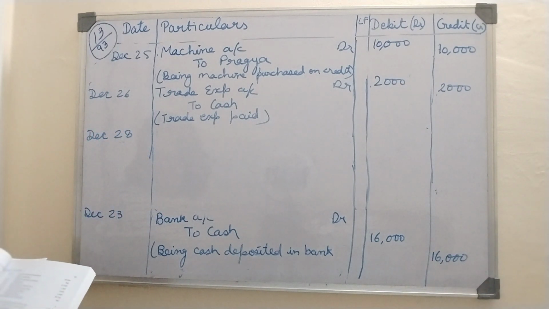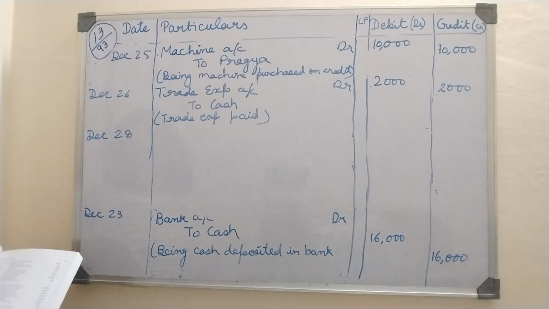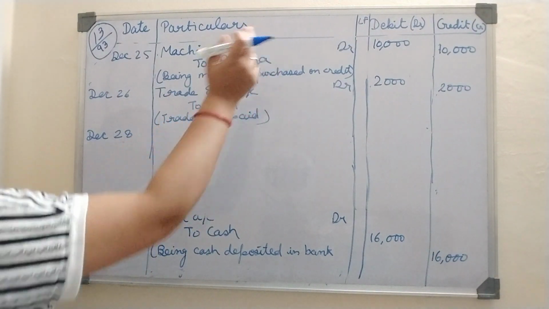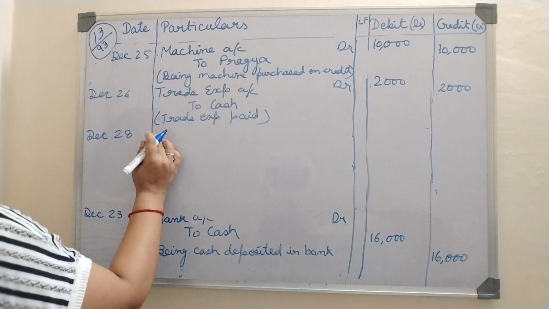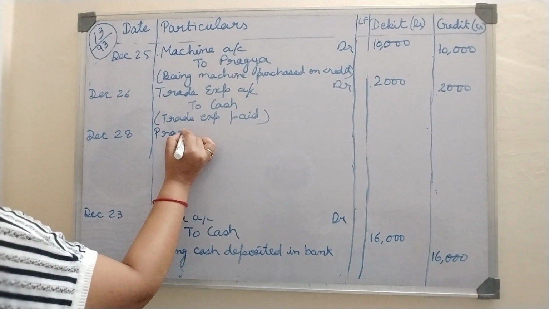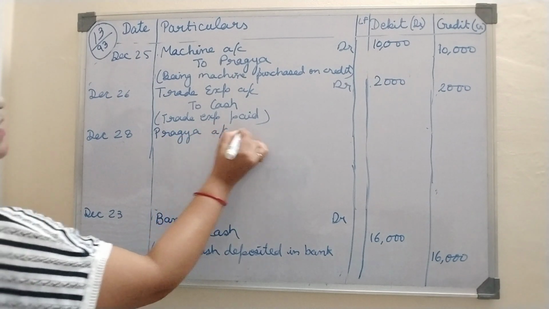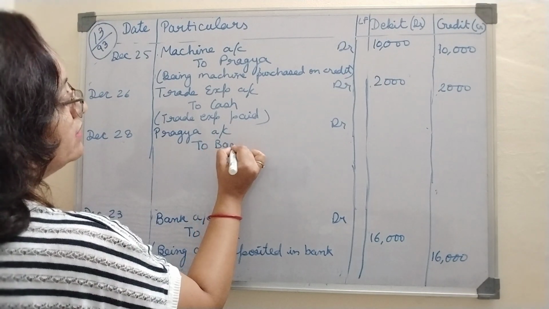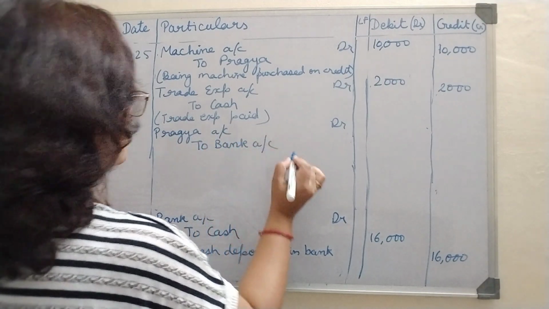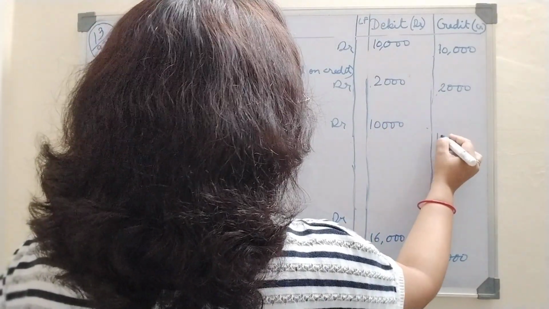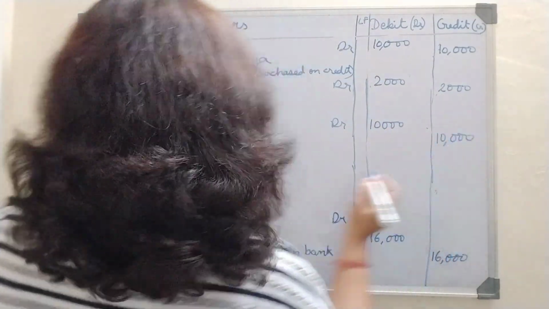December 28 is checks issued to Pragya for 10,000. So see, we were supposed to give to Pragya this much. So when check is issued, who is the receiver? Pragya is the receiver. Pragya account debit, and we have issued check. So what is affected? Bank. So bank is paying. From my account only it is going. That is why I am entering in bank.